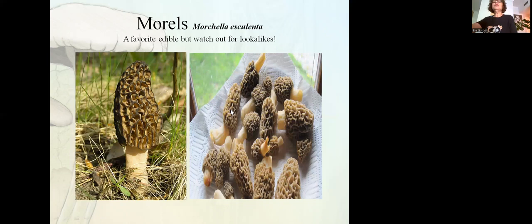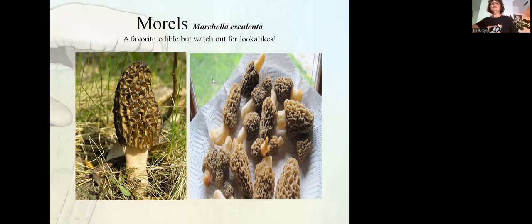Morels, as I mentioned earlier, are a favorite edible. Morchella esculenta, a favorite edible, but watch out for lookalikes. There's one called the brain morel that's toxic or poisonous, so stay away from that one. We offer classes. This summer, we're offering another class on edibles versus the lookalikes that are poisonous. So if you want to pursue forays and foraging your own mushrooms, you might want to consider taking that class.